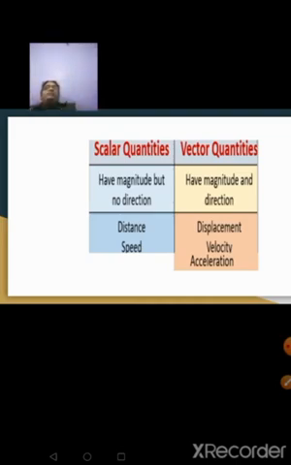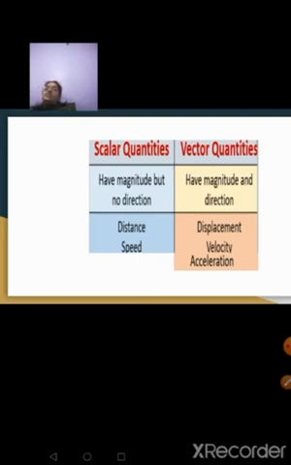When I say displacement, it's talking about the shortest distance. It represents a particular direction of the object also. So it is a vector quantity. Velocity, displacement upon time, is what is called your velocity. Okay, therefore velocity is a vector quantity.